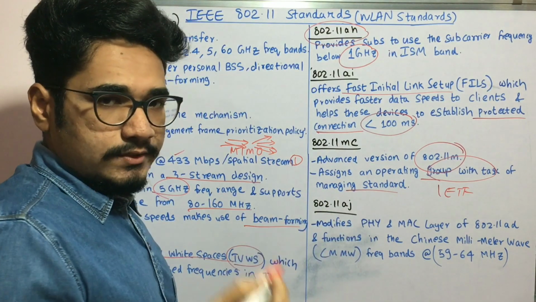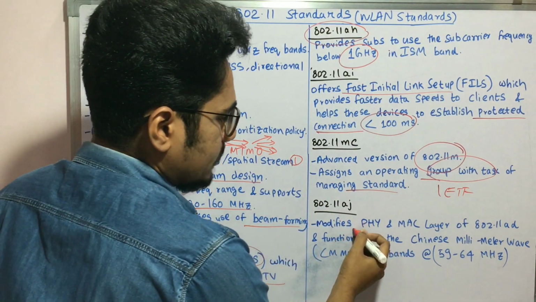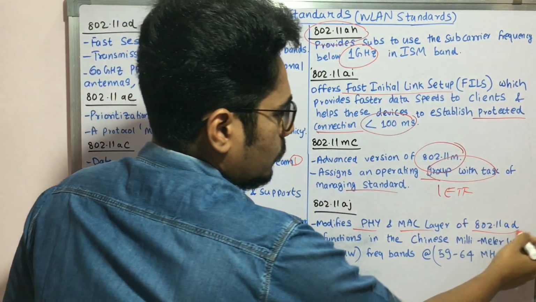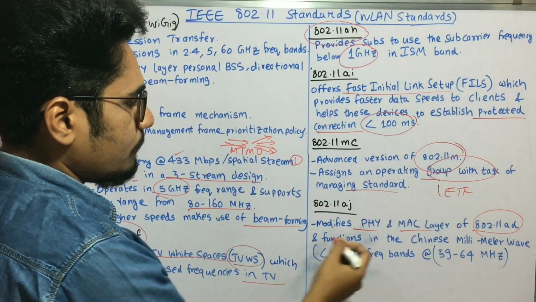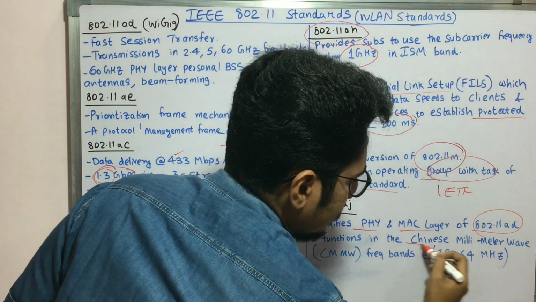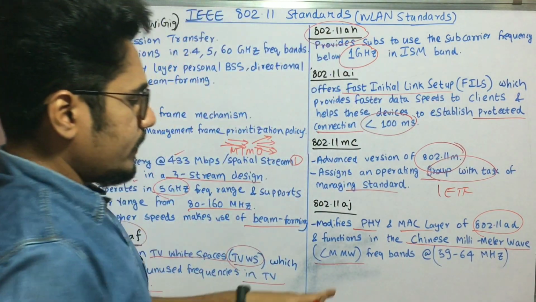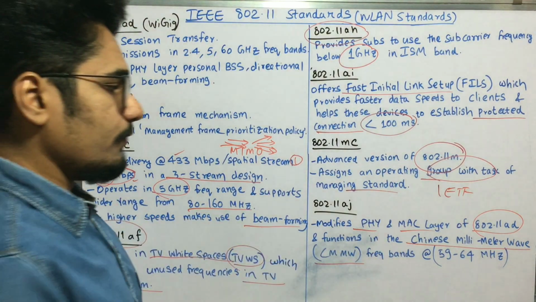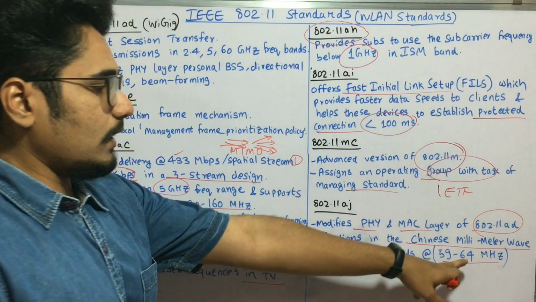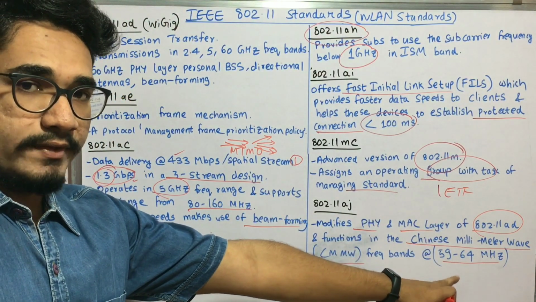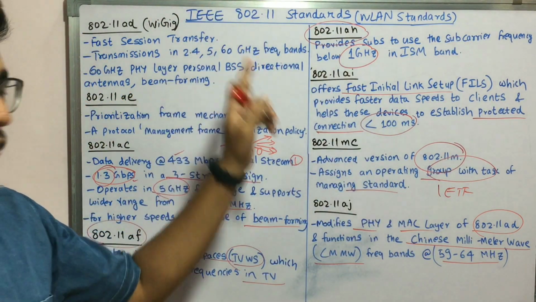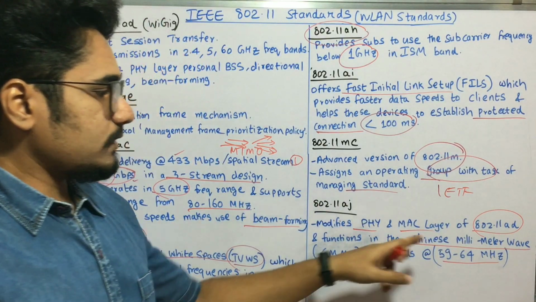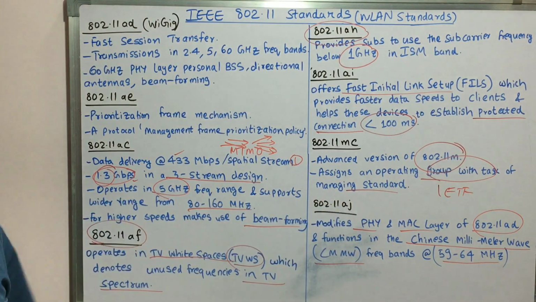Next we have something called the 802.11aj. It modifies the physical layer and the MAC layer of the 802.11ad, which we saw in WLAN, and functions in something called the Chinese millimeter wave, the CMMW. This basically operates in the frequency bands of 59 to 64 gigahertz. If this frequency band is seen in the IEEE 802.11, it falls under this Chinese millimeter wave.